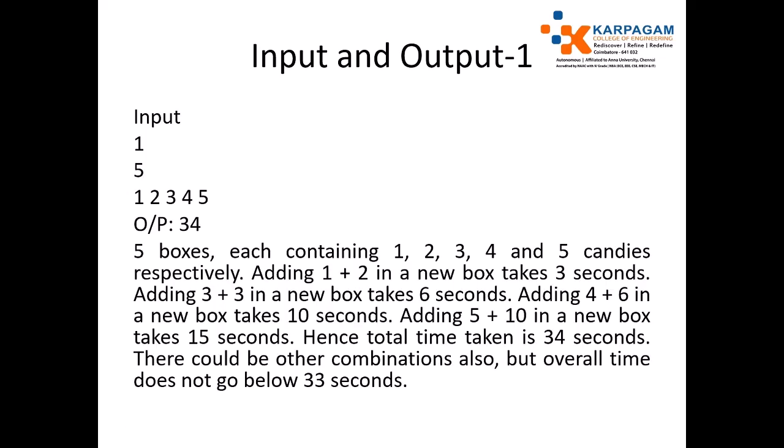For another input, the number of test cases is 1 and the size of the array is 5. Values are 1, 2, 3, 4, and 5. For this input, the output should be 34. For 5 boxes, it is already available in sorted order. If it is in random order, it takes more time to collect the candies. So it should be in sorted order. Fortunately, the input is given in sorted order, but for passing all the test cases, you have to sort the elements in ascending order to get the minimum time required to collect the candies.